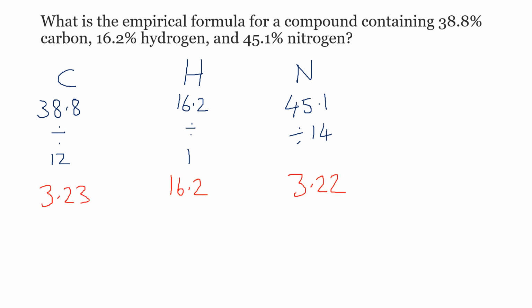So when you put all of those into your calculator, for carbon you get 3.23, for hydrogen you get 16.2, and for nitrogen you get 3.22. Now for the purposes of this, we can assume that these for the carbon and the nitrogen are the same. Divide them all by the smallest number, and what this gives you is 1 to 5 to 1. So that would be CH5N. So 1 carbon to 5 hydrogens to 1 nitrogen.